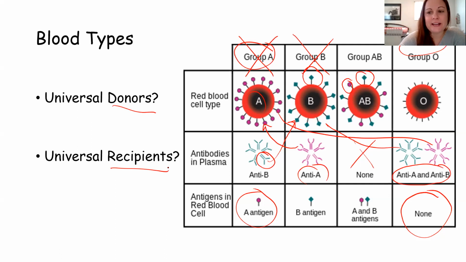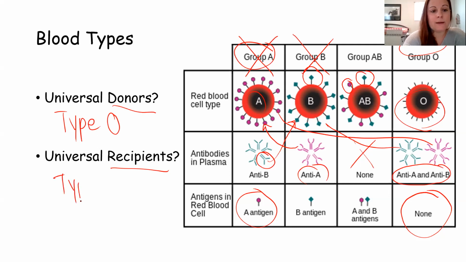When it comes to donating, you want to pick the type of blood that would have no antigens that were able to stimulate an immune response in the body. Even though type O makes antibodies against both types of blood, it doesn't have any antigens on the surface that are going to stimulate an immune response. Whereas someone with type AB blood can receive from anybody because they do not make any antibodies, so they're not going to attack any type of blood.